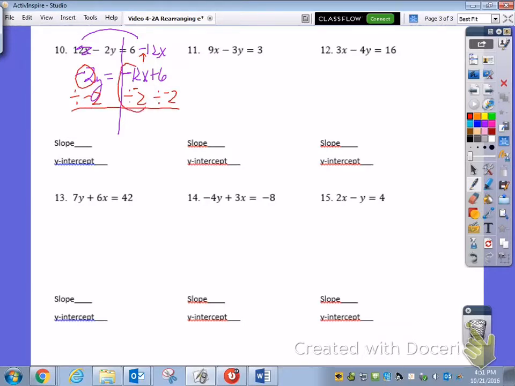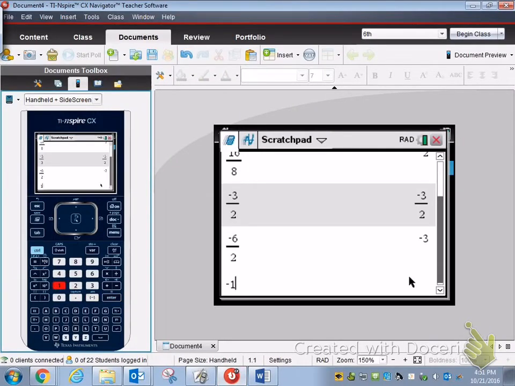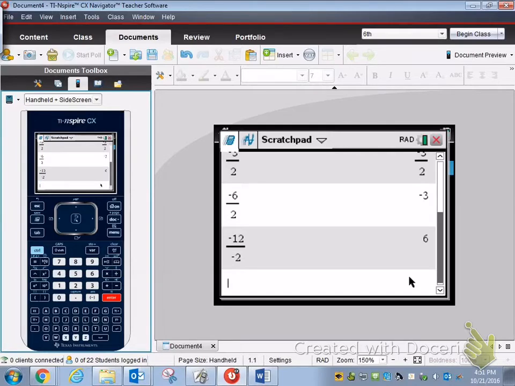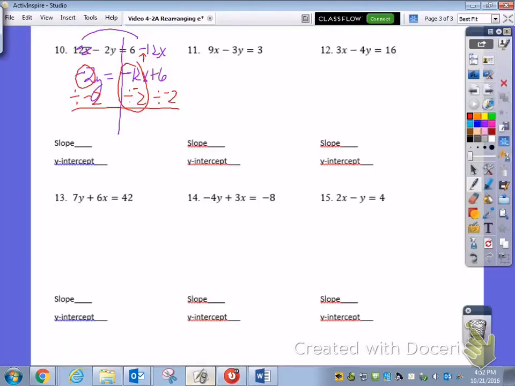So I have negative 12 divided by negative 2, okay? Negative 12 divided by negative 2. And that is positive 6. So you've got y equals 6x. 6 divided by negative 2 is a negative 3. So my slope is 6, my y-intercept is negative 3.